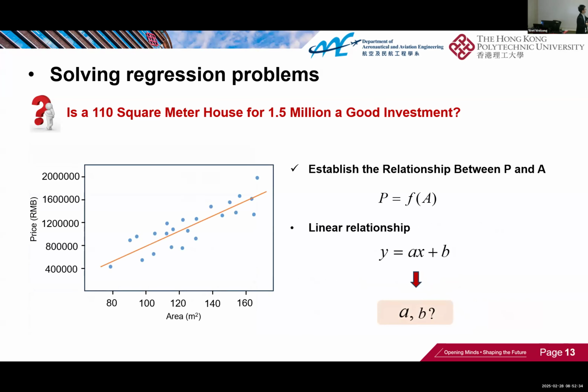The principle is, based on the existing data, put the data in a plot and try to find a line to fit those data, because the majority of the data should follow a specific phenomenon or function. In this case, you can fit a line: P = f(A), where A is the area and f(A) is a function mapping from area to the prices. To get this function, you need to calculate A and B. This is a very naive example of machine learning. A and B are the parameters of the model, and this is the representation of the model.